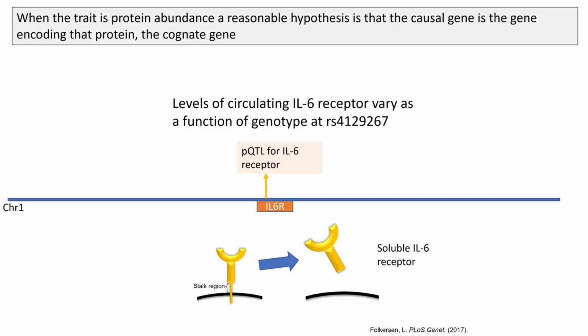And I think, especially for pQTLs, and you'll see later on, we have to be careful when we're talking about the gene and the gene product, because oftentimes we use the same symbol for both. Sometimes we're talking about the actual biological physical entity that goes out and does stuff in the cell, the gene product or the protein, and sometimes we're talking about the gene itself. So in this case, the variant that affects circulating levels of the IL-6 receptor happens to sit within the IL-6 receptor gene.